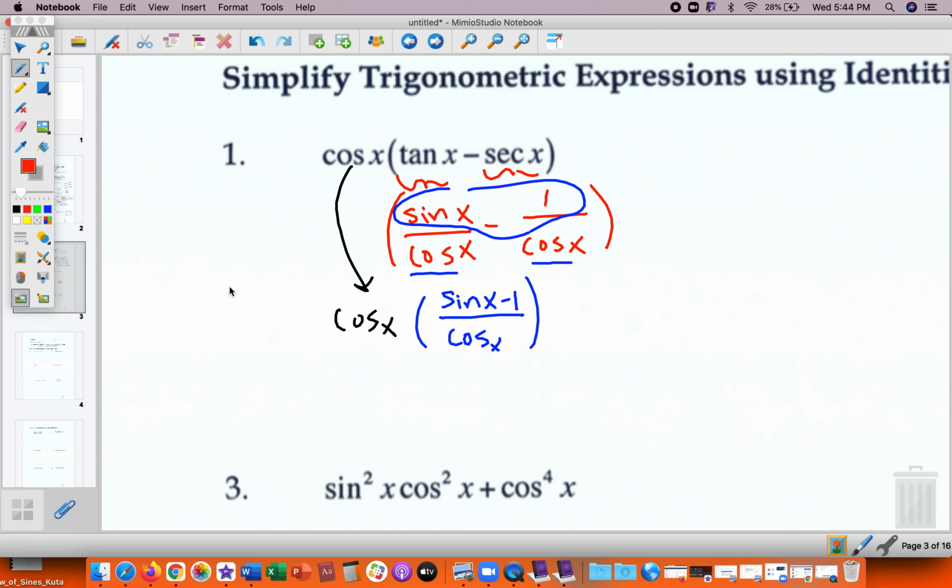Now we can simplify. We know that cos x we can put over 1. If this is a product, cos x times the quantity sine x minus 1 over cos x, these cos x's cancel. And our final answer would be sine of x minus 1. We can't simplify the expression anymore. Let's look at the second one.